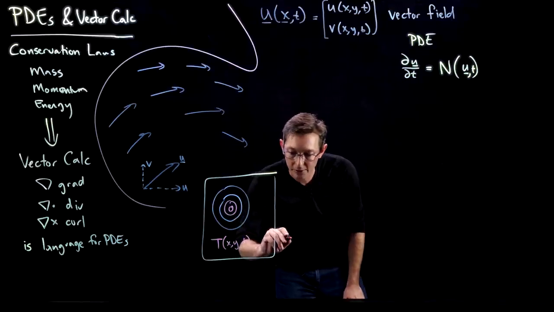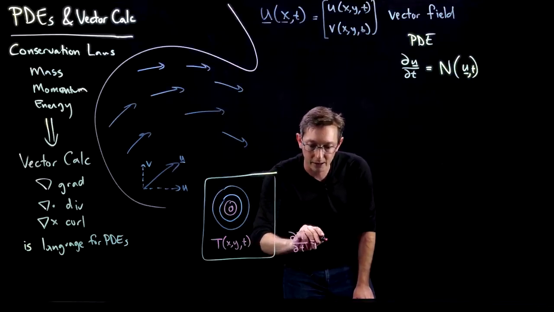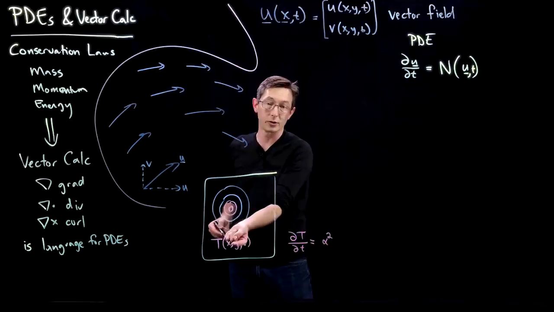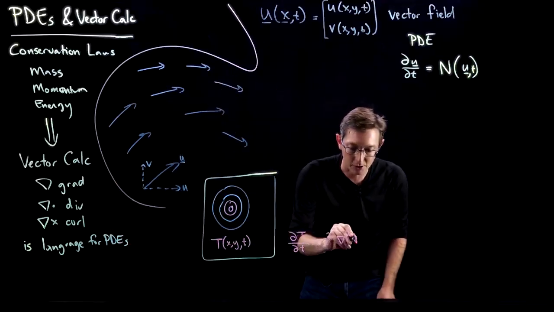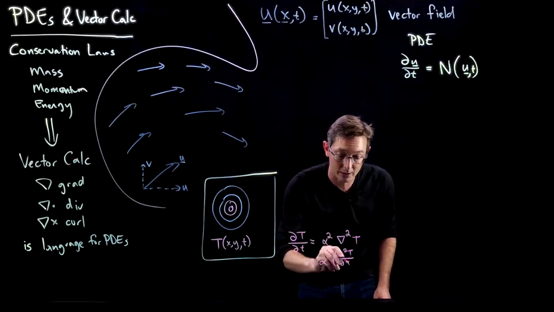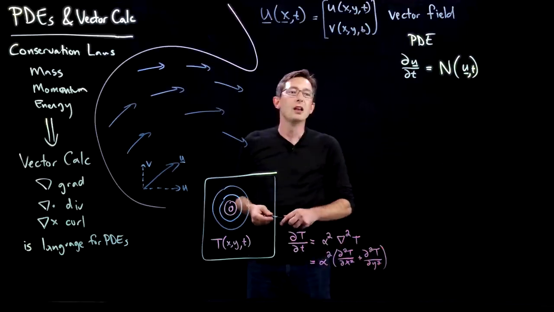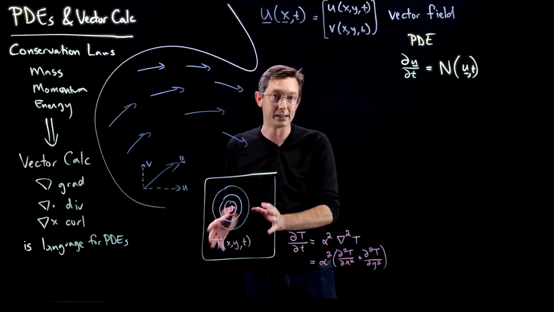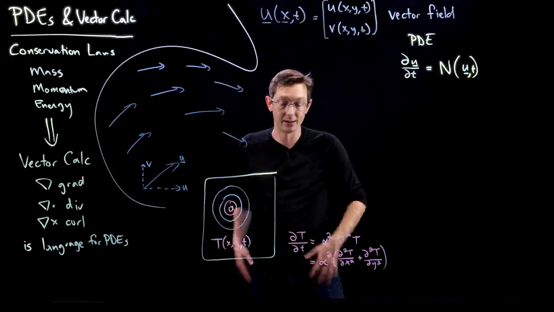In particular, this one is pretty easy to write. It's partial T with respect to time is equal to some positive constant alpha squared times the partial squared in x plus the partial squared in y, which I'm going to very compactly represent using my vector notation as the Laplacian of the temperature, which is partial squared T partial x squared plus partial squared T partial y squared. Okay? So again, we're going to derive this heat equation from scratch to satisfy this physics here. Okay? Namely, kind of conservation of heat energy in this plate.